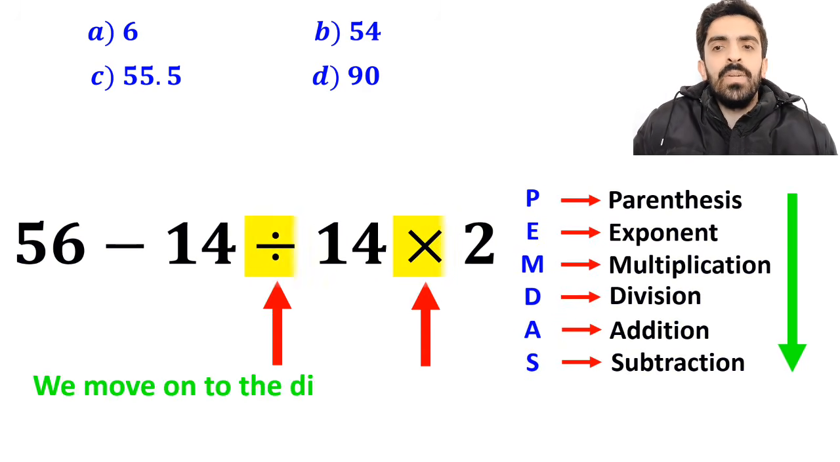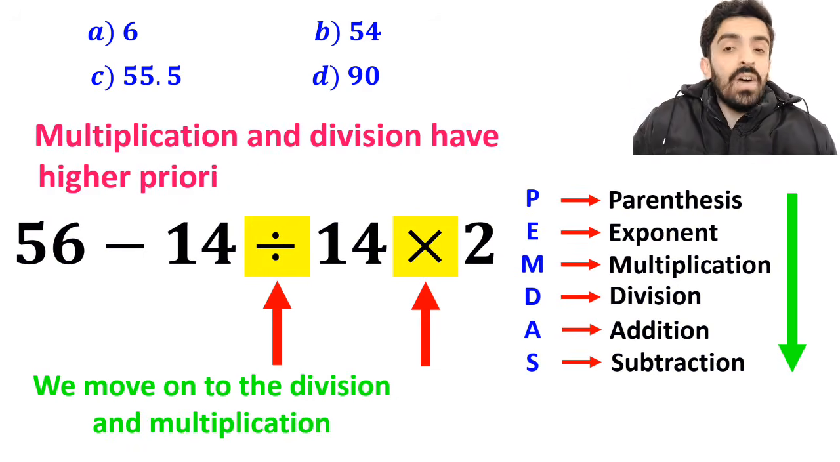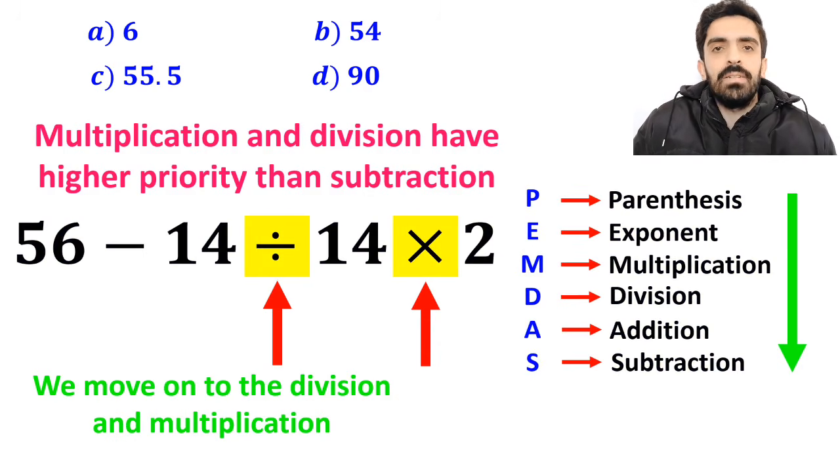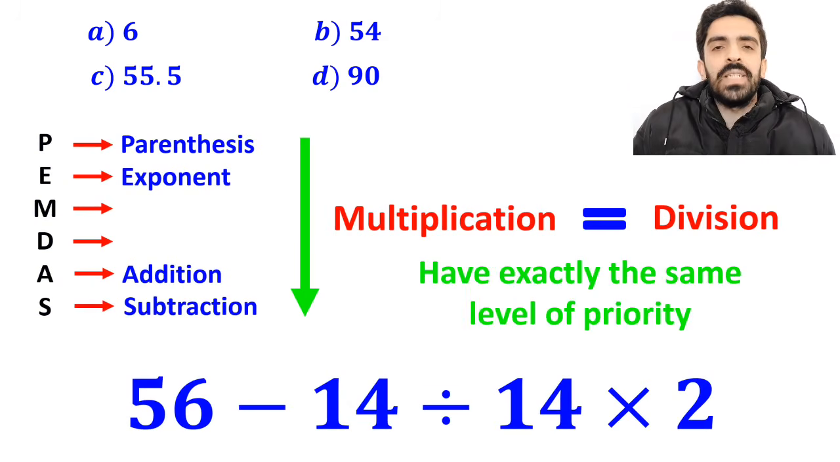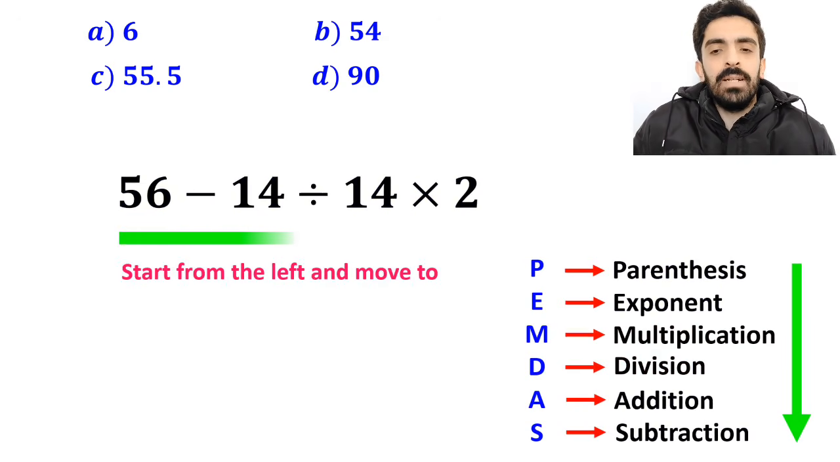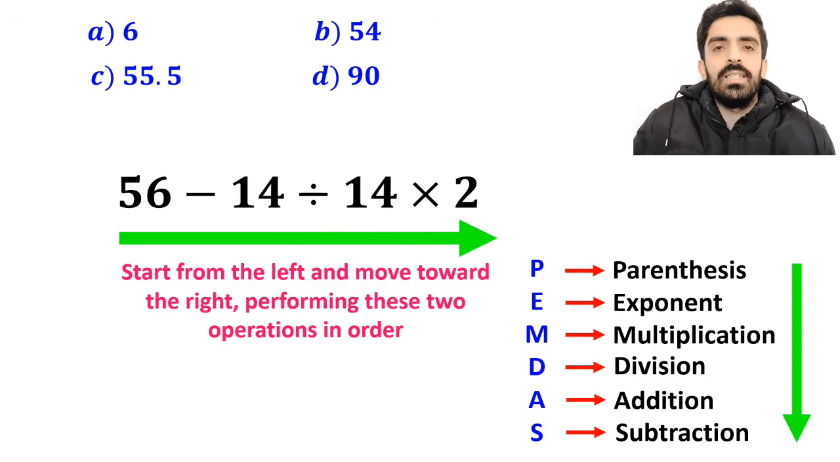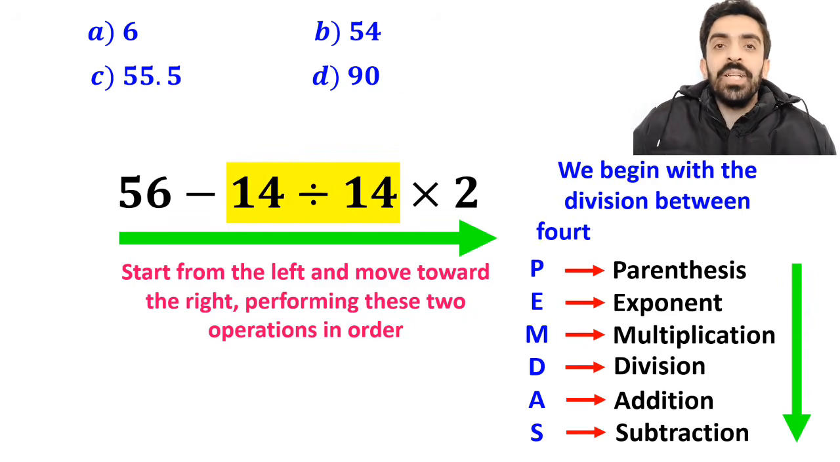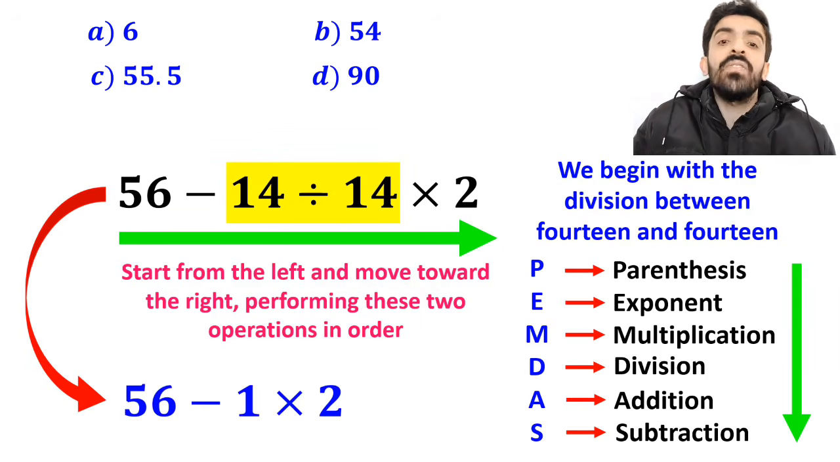In the next step, we move on to the division and multiplication, because multiplication and division have higher priority than subtraction. However, it's really important to understand that multiplication and division have exactly the same level of priority. In this situation, the best approach is to start from the left and move toward the right, performing these two operations in order. So, we begin with the division between 14 and 14. And instead of this expression, we can write 56 minus 1 times 2.